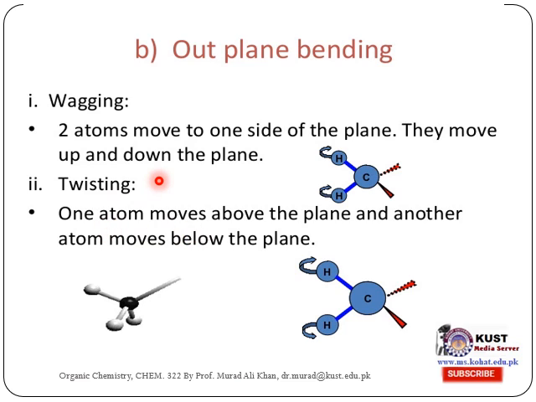While in twisting, one atom moves above the plane and another atom moves below the plane. In the twisting, one atom will at one time move above the plane and the other will move below the plane. And at the other time, this one will move above the plane and this one will move below the plane. So the two atoms will move above and below the plane, but not at the same time.